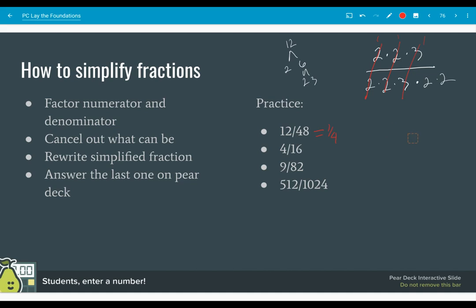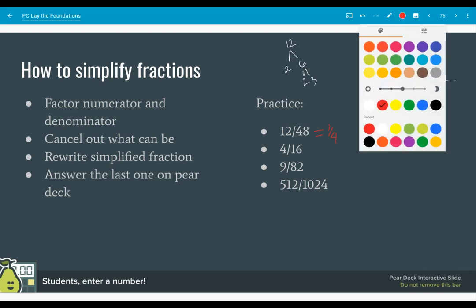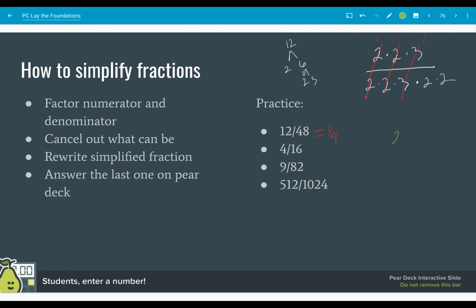Okay, so we can do the same thing with 4 over 16. Actually, I want to do it this way. It's 4, and I know 16 is 4 times 4. Cancel out. Again, it's 1/4.